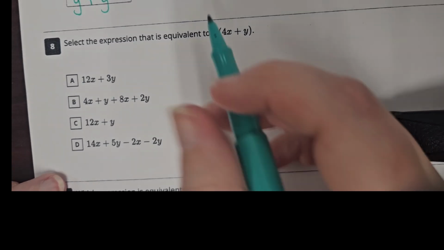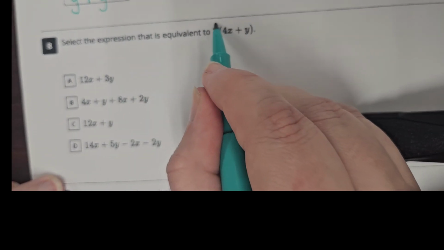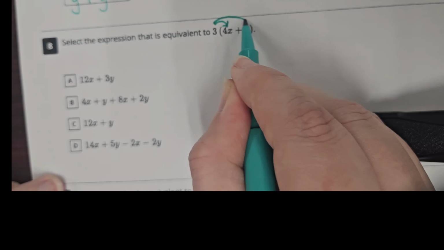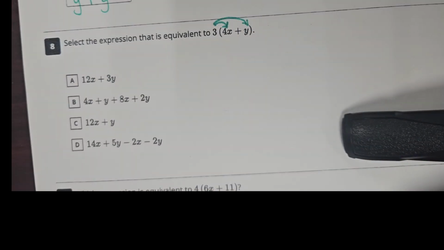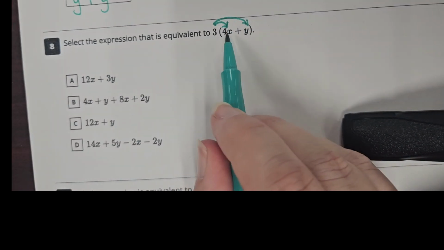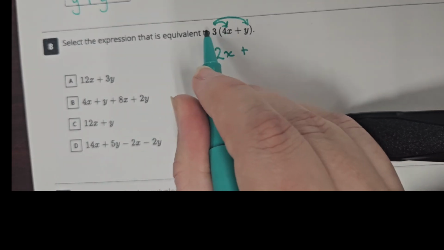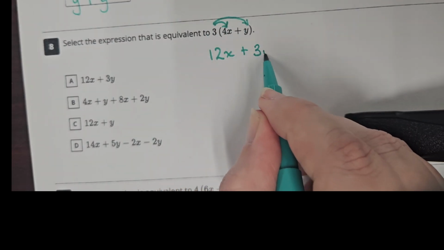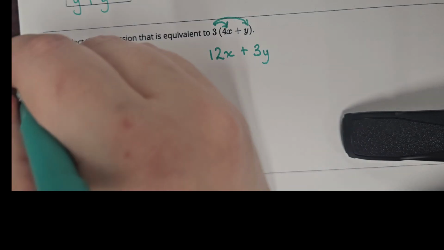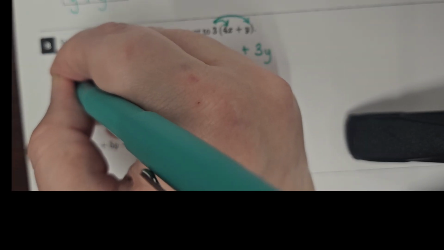For number 8, we need to distribute. And this one actually is going to show up on the quiz, so pay close attention to what we're doing here. We distribute the 3 to the 4x and we get 12x. We distribute the 3 to the y and we get 3y. So we know that A is equivalent.